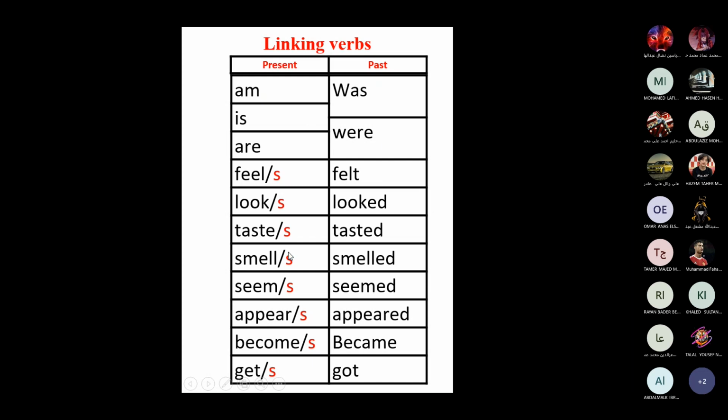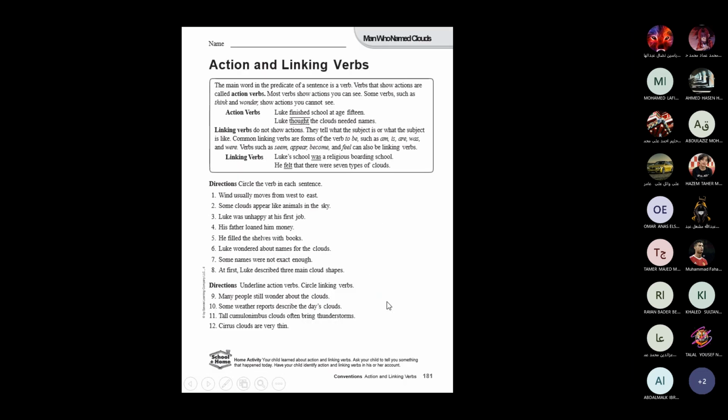When you get any one of them, just replace it with am, is, are, was, or were to check whether the meaning is correct or not. So I want you just to memorize the linking verbs table, okay? Then any verb that comes from outside this table, you have to know that it is an action verb. So right now, let's solve page 181.